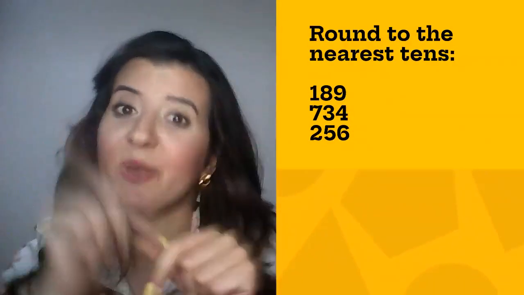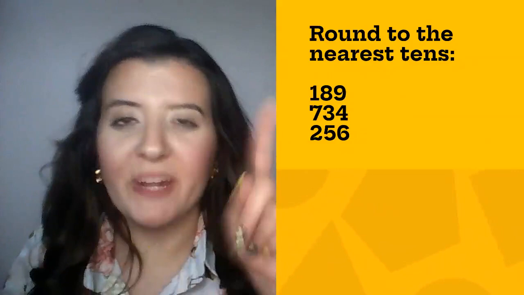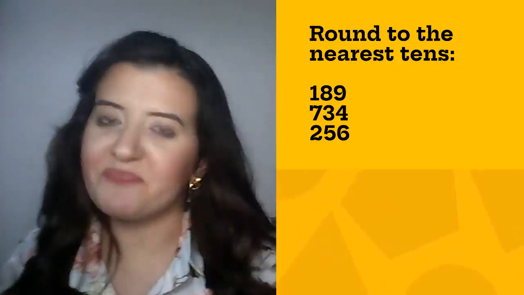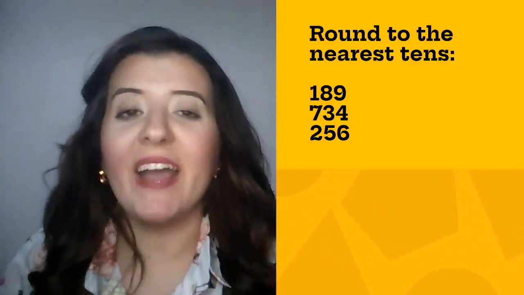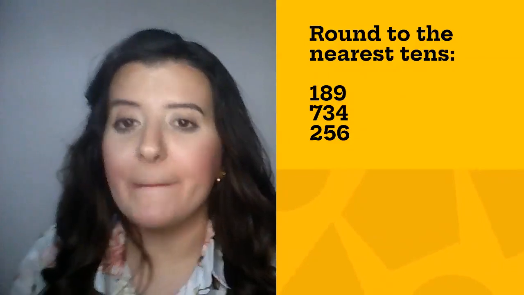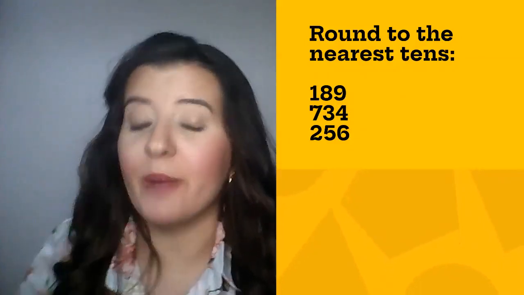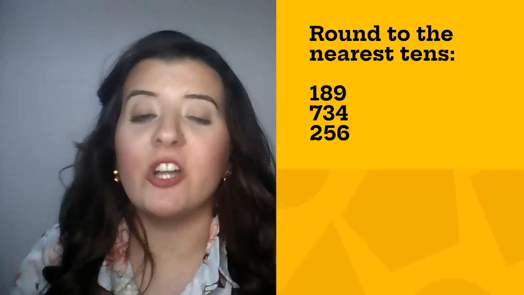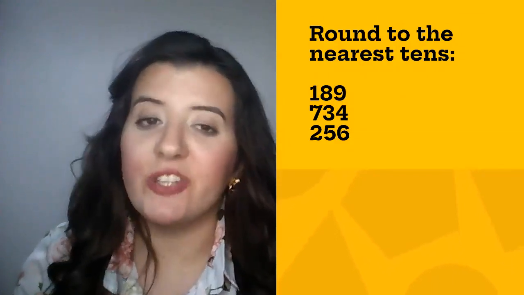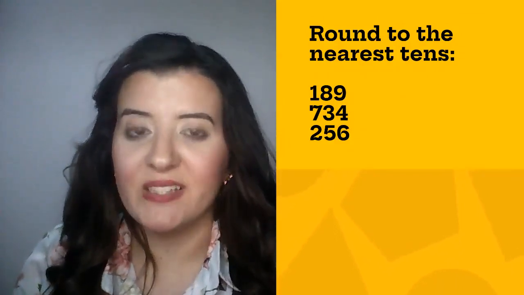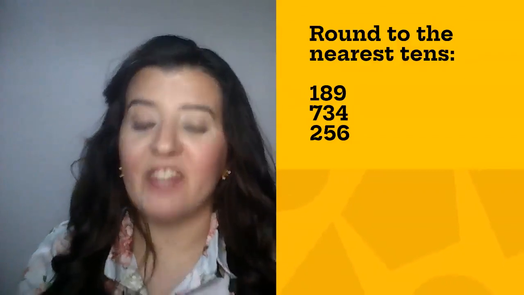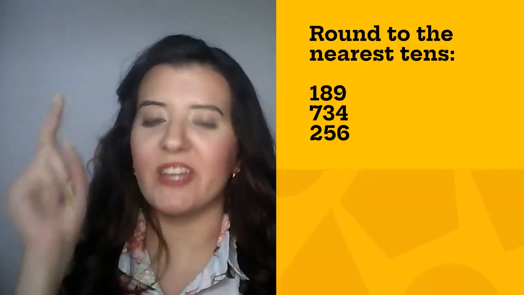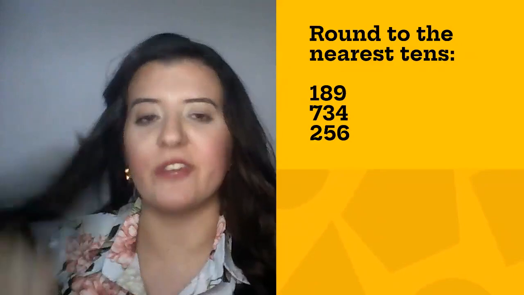Now, this is where I want to trick you a bit, but I know you're going to get it right. I have round to the nearest 10, but I have 3 digits. So I have 189, 734, and 256. I want you to pause this and try to answer it. But let's do the first one together and then you can do the next two by yourself, okay?